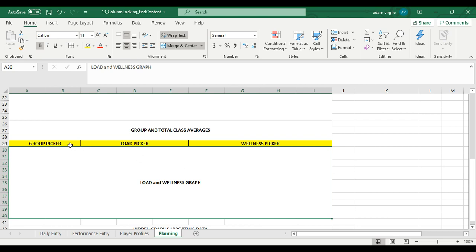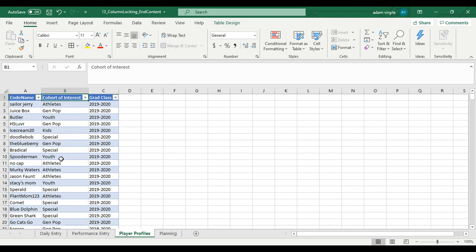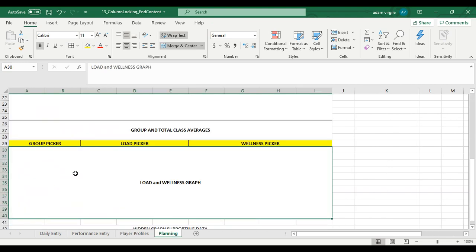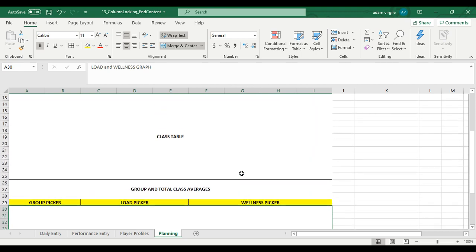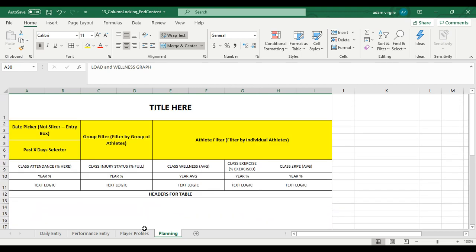And I also want a group picker for this graph. So if I just want to look at the group that works with athletes, or if you think of it as a position, let's say the running back position, then I can filter down this report and just look at the averages for running backs and how they correspond to one another over time. That's an important note too. The x-axis will be time over a specified number of days. So that's what we're going to build together.